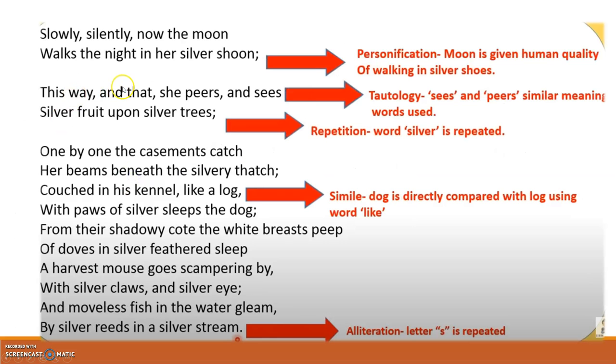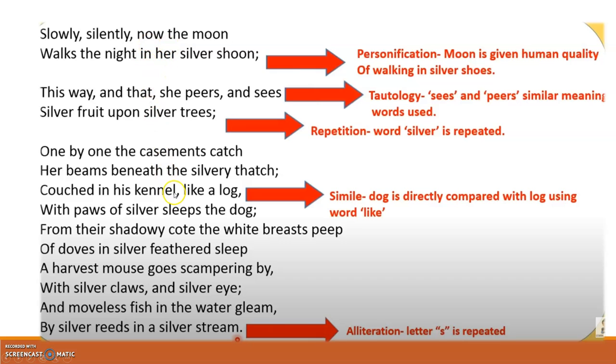Now coming to the figures of speech, we'll read through the entire poem so that we'll understand where the figures of speech are. I hope you are ready with your pencil there. You can mark it in your textbook and then write it down in your notebook. It says, slowly, silently, now the moon walks the night in a silver shoe. Now here, the human quality of walking is given to the moon, right? So if a human quality is given, the figure of speech is personification.